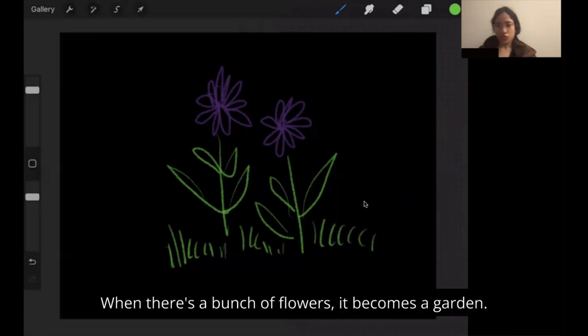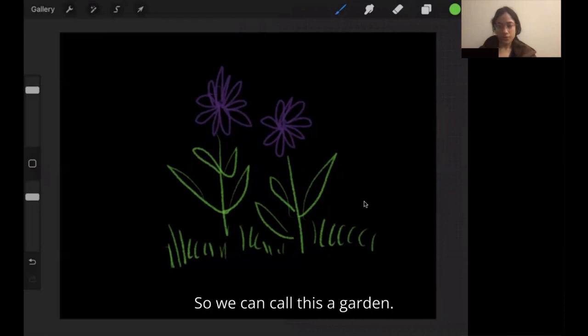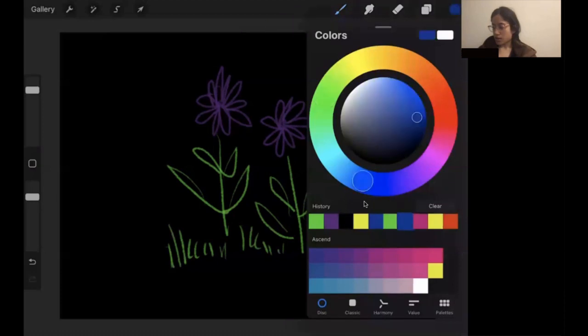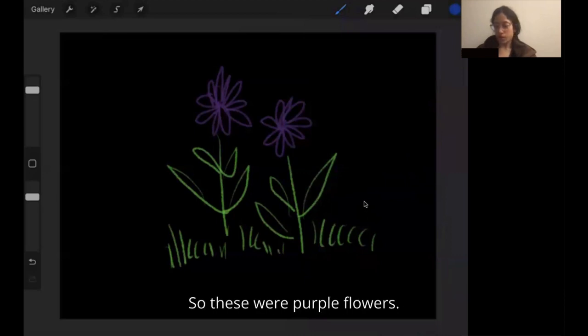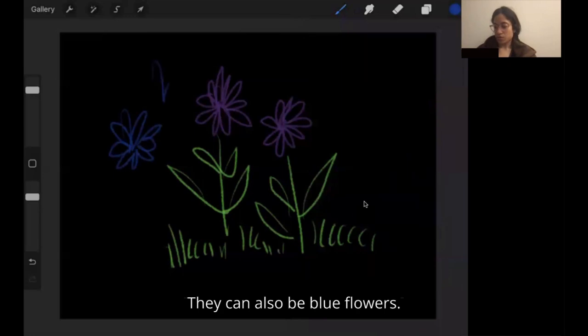When there's a bunch of flowers, it becomes a garden. So we can call this a garden. In a garden, there's also different kinds of flowers. So these were purple flowers. There can also be blue flowers.